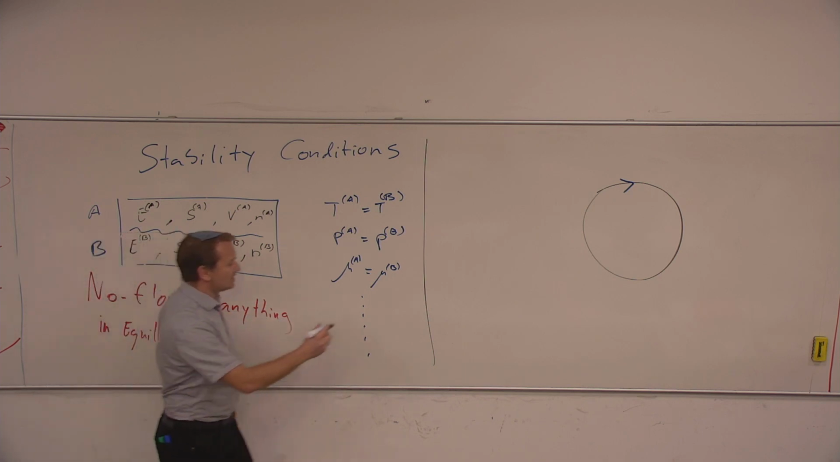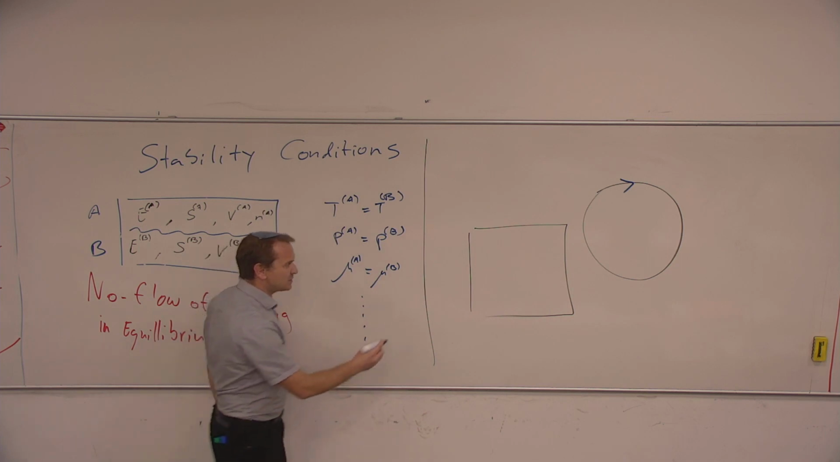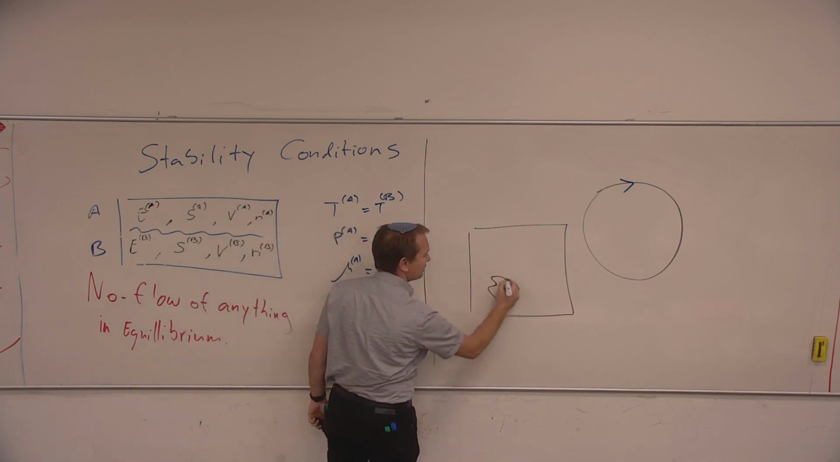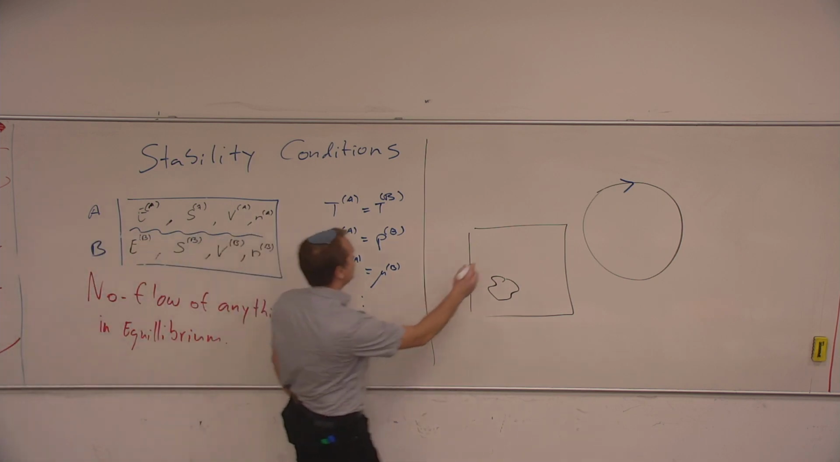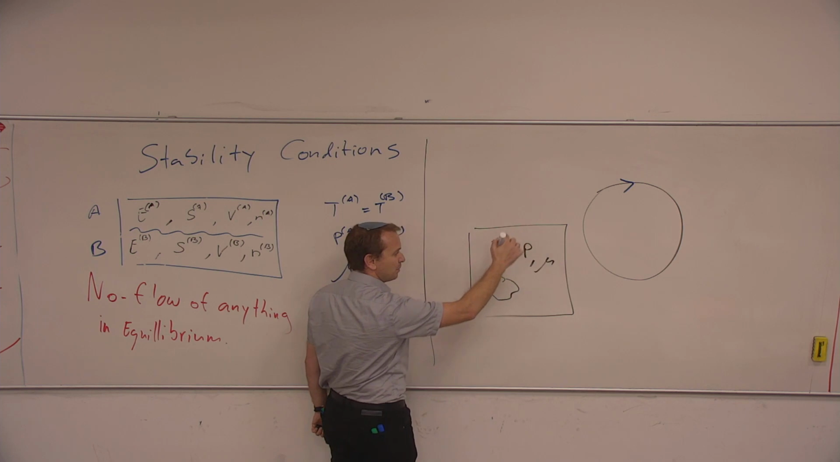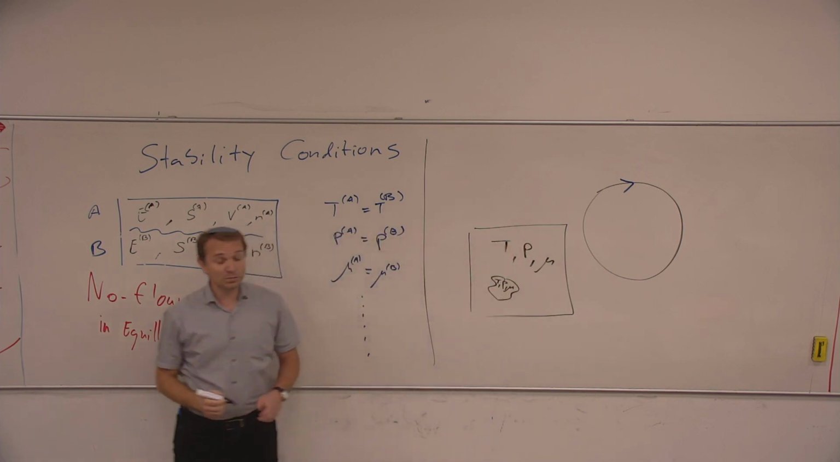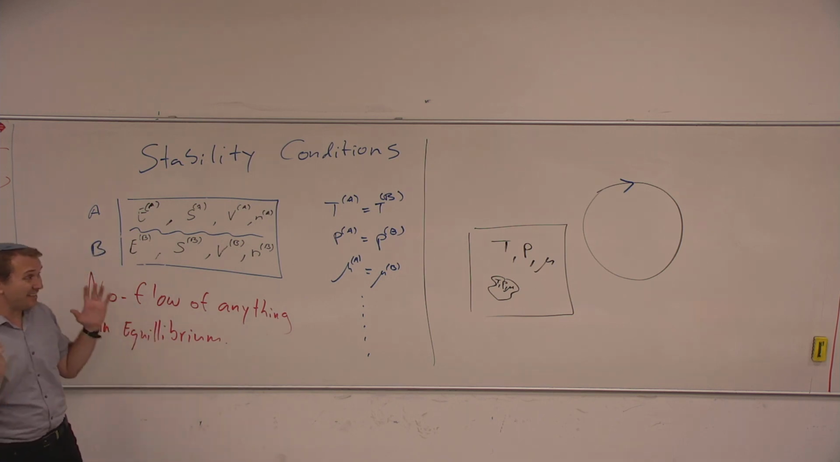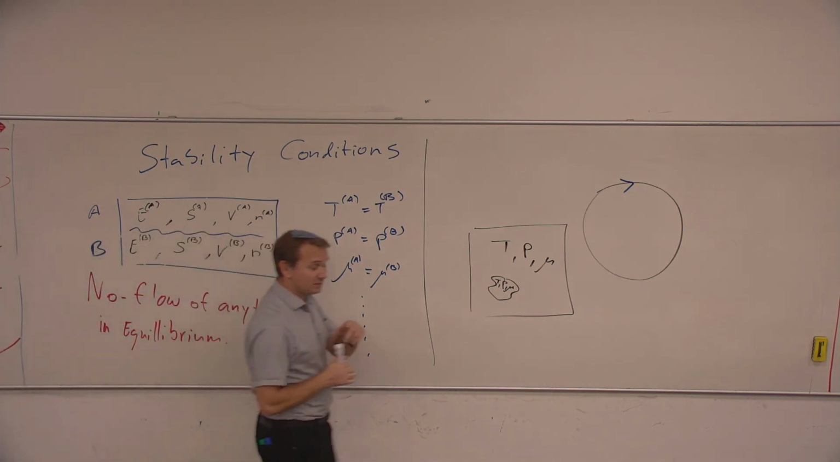If you have any kind of system, and you take a very small part of it, but it's still macroscopic, I can tell you that the T and P and mu inside the larger part are exactly the same as the T and P and mu inside any small part. This is how I define equilibrium. Does this answer your question?